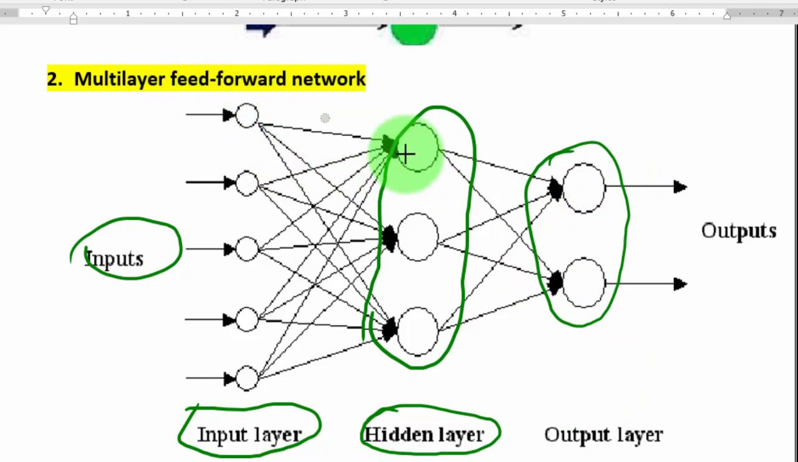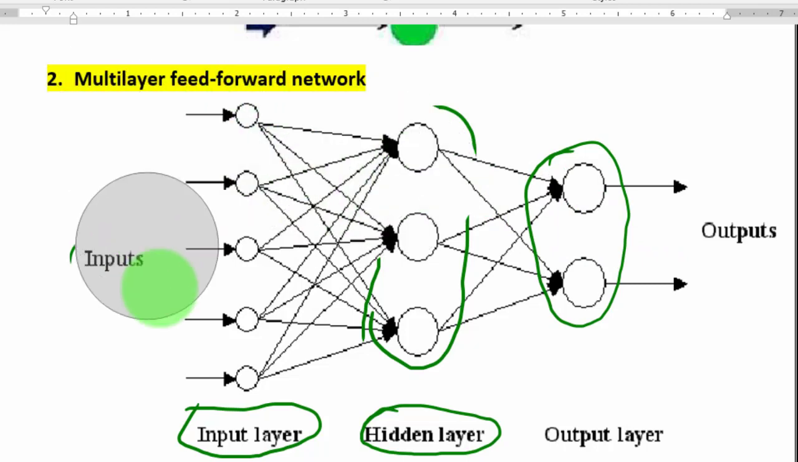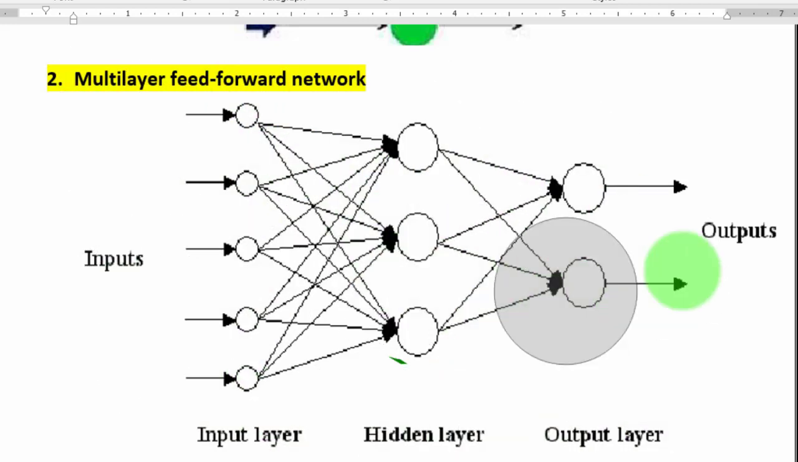Why is it called feed forward? Again, the information flows only in one direction. एक ही डायरेक्शन में इंफॉर्मेशन फ्लो हो रहा है. That's why it is called feed forward. So this is a single layer. पहला जो था वो सिंगल लेयर था, and the second one is a multi-layer.